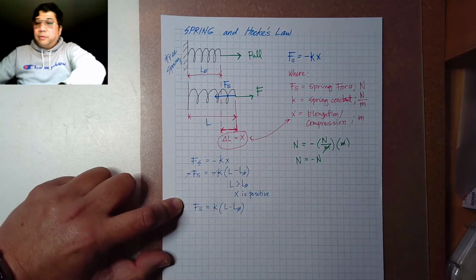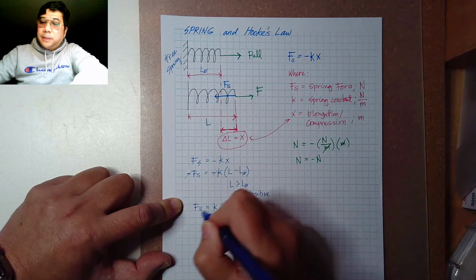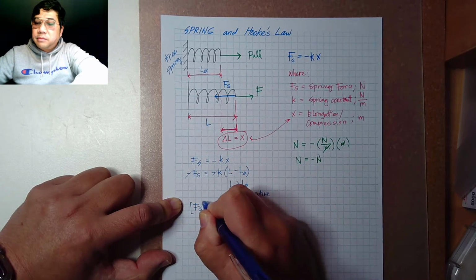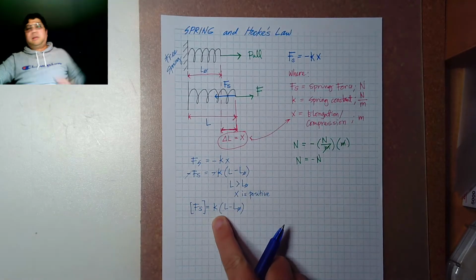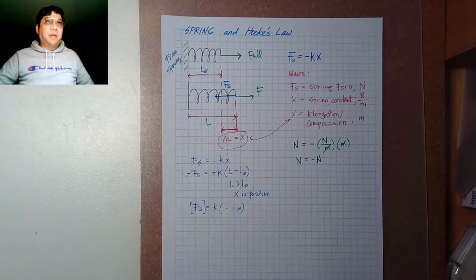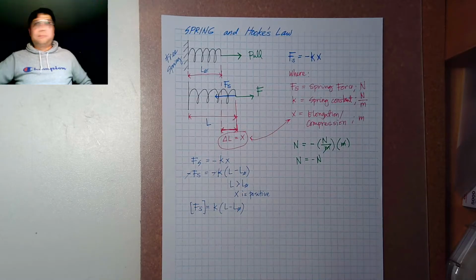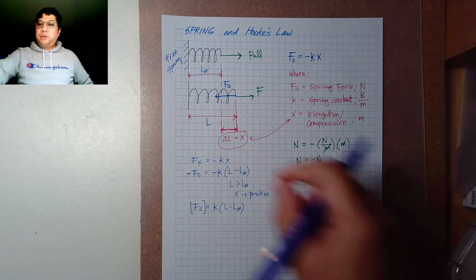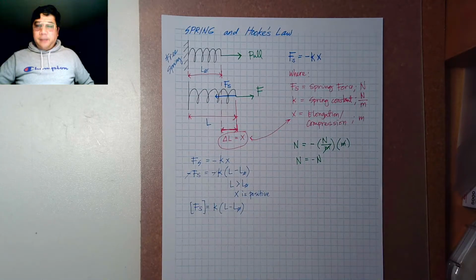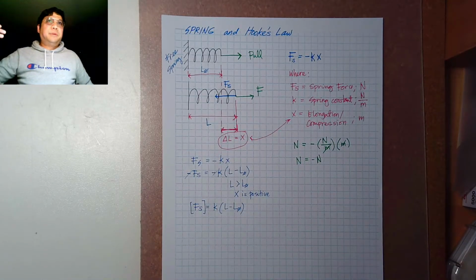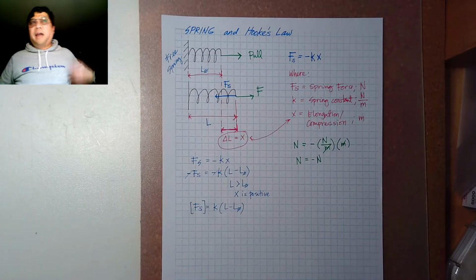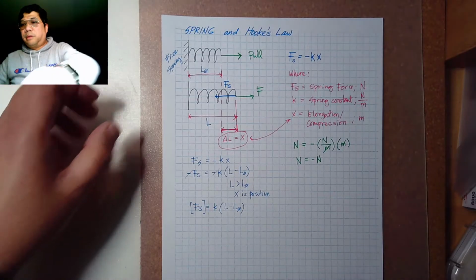So this will prove that this is the magnitude. Okay, so the magnitude of Fs is K times L minus L naught. Okay, so this is the first part. So spring, when you are pulling it, you elongate the spring, causing it to react against the direction of your applied force.